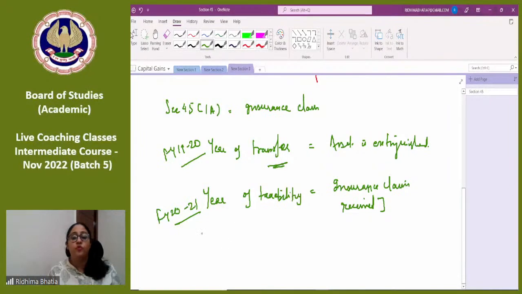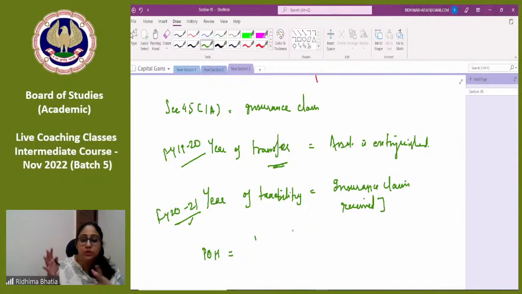So I will offer the taxation in financial year 2021. But the next question which I always ask you to see is the period of holding. The period of holding, to see whether the asset is long term or short term, will always be from the date of acquisition to the date of transfer, not to the date of taxability, but to the date of transfer.